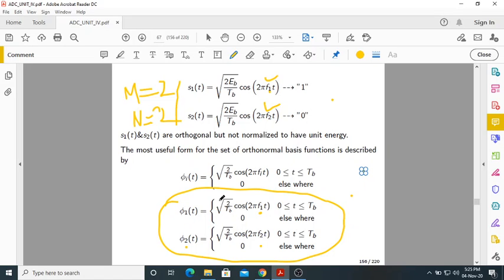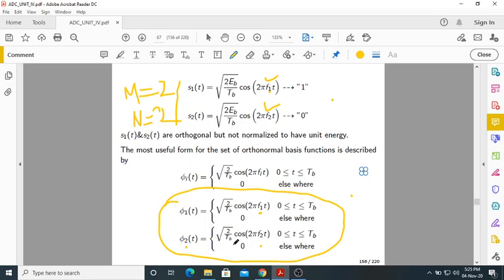Phi 1 of t is root 2 by Tb cos 2 pi fn t. Now S1 of t equals root Eb phi 1 of t. I am writing S1 of t in the form of phi 1 of t. In the same way, what is S2 of t? Root 2 by Tb cos 2 pi f2 t, that is equal to phi 2 of t. So S2 of t equals root Eb phi 2 of t.